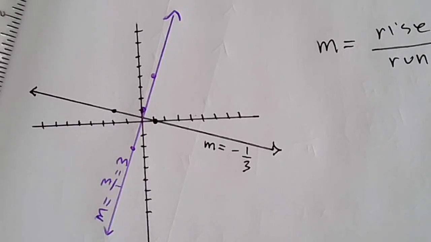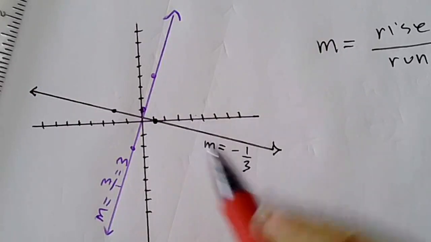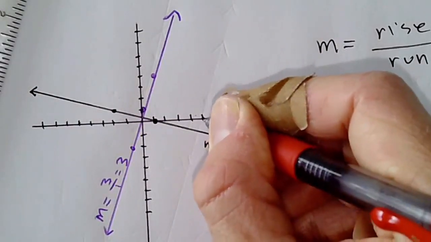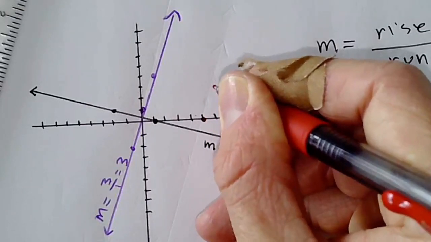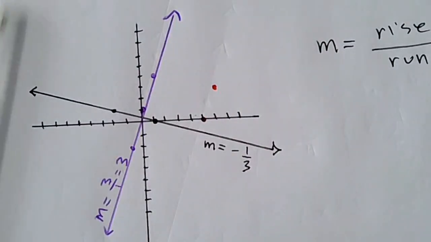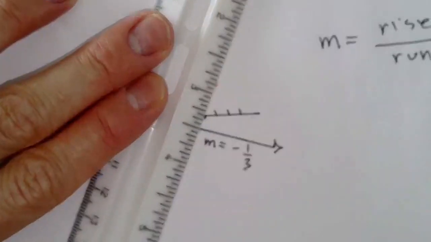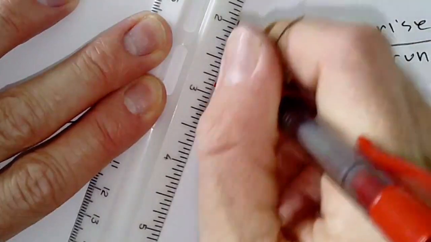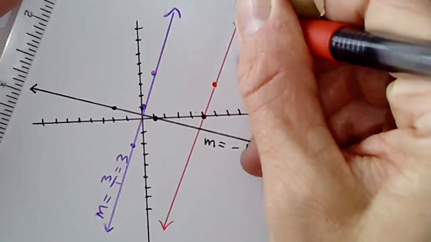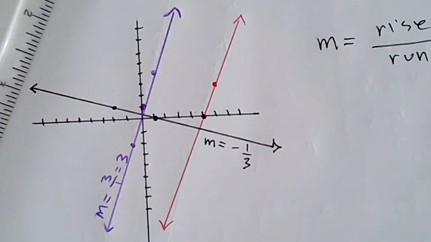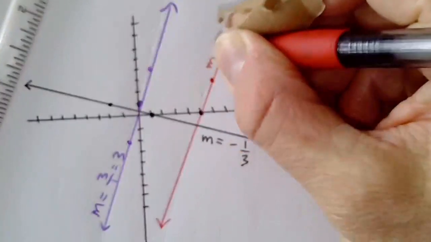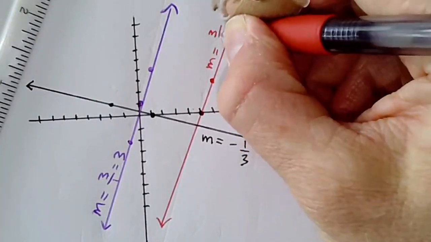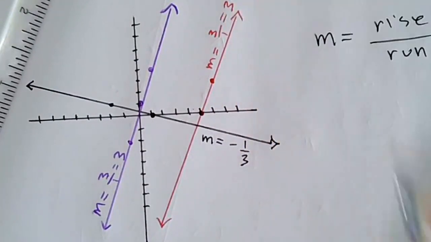And then I'm going to draw a red line. Intersect right here. And this is also going to have a slope of 3. So it's going to go up 3 and right 1. And that basically should be parallel. All right. Or just 3. Okay.